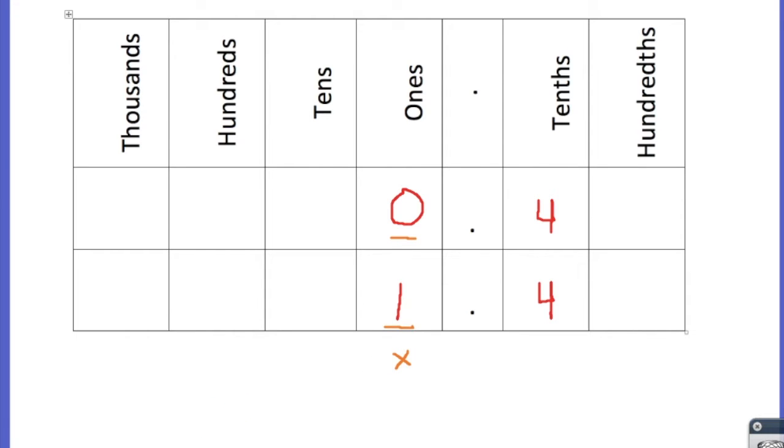We know that 0 is less than 1, so I'm going to rewrite these numbers, and I'm going to write 0 and 4/10.